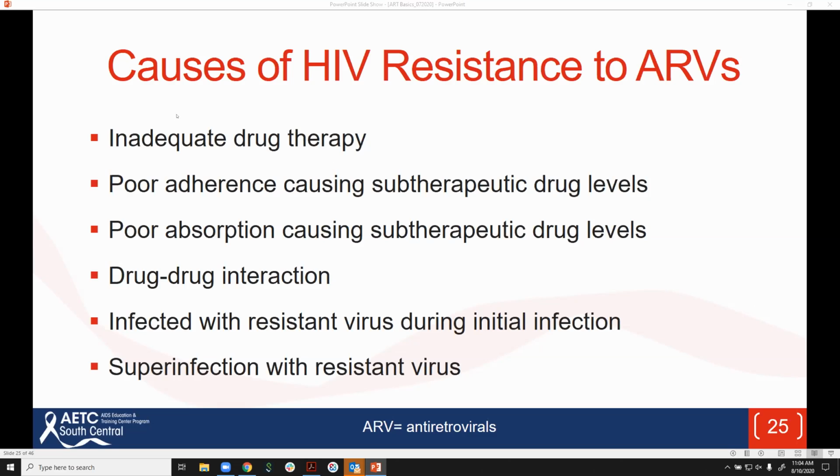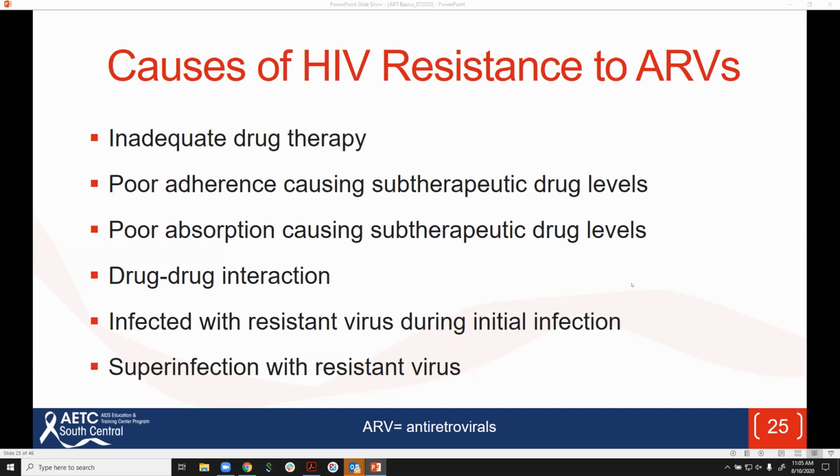So really basically inadequate drug therapy, or it's not being absorbed well, or someone's not adhering, drug interaction. It is possible to become infected with a resistant virus during initial infection. And I mentioned the most common transmitted resistance is with the mutation K103N, and that makes the virus resistant to efavirenz and nevirapine. Those are NNRTIs.